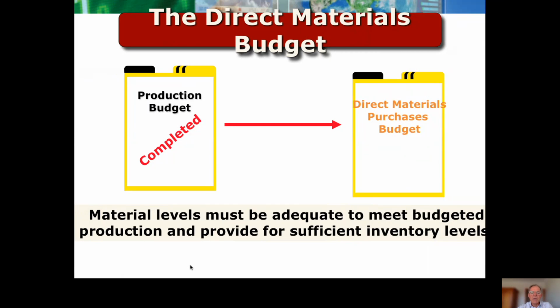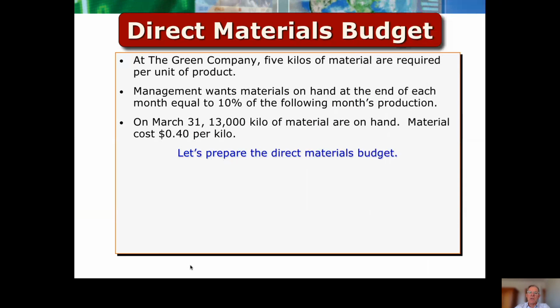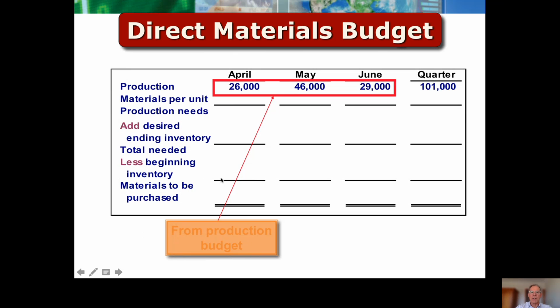So we've completed the production budget, ready to move into the direct materials purchase budget. And so we just look at, well, what do we need for every completed finished good? We need 5 kilos of raw material or component part. And we want our materials to be 10% of the following month's production. So we follow a very, very similar trend for our materials budget.